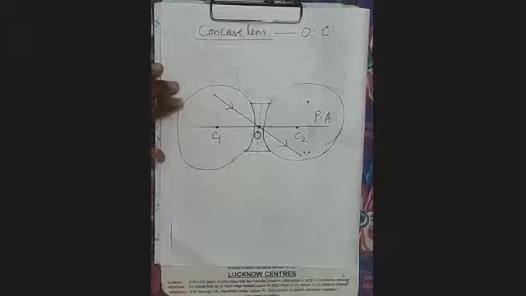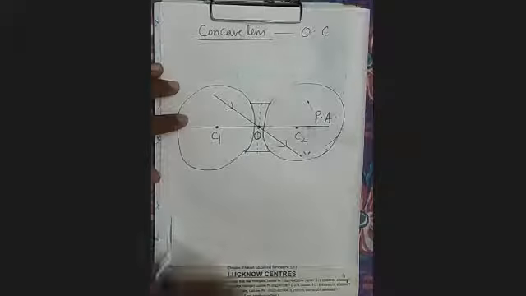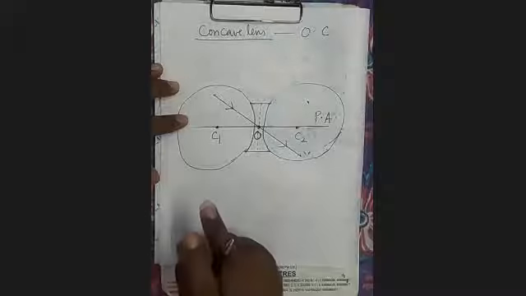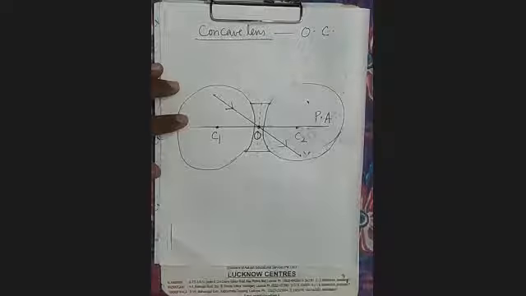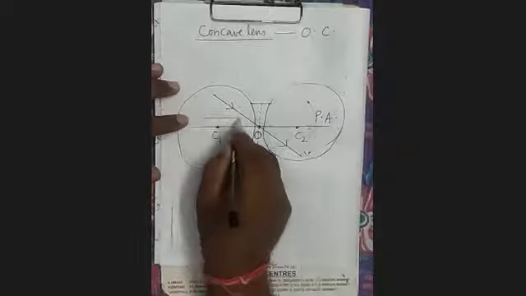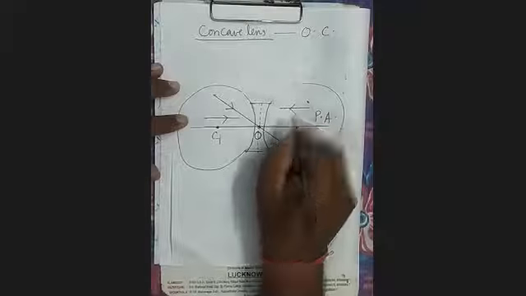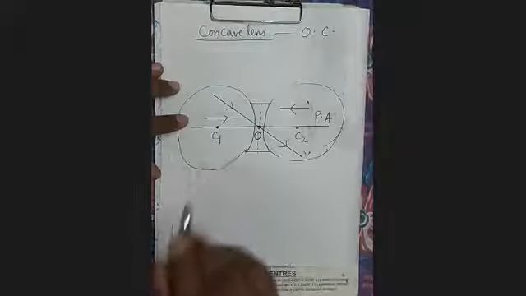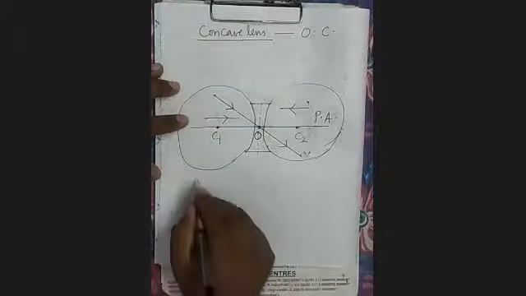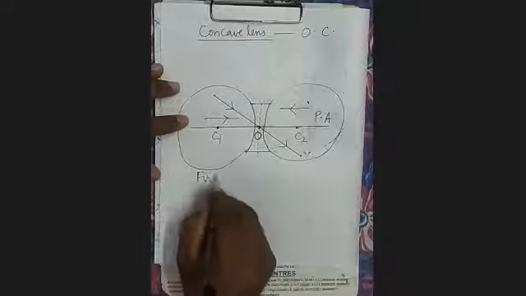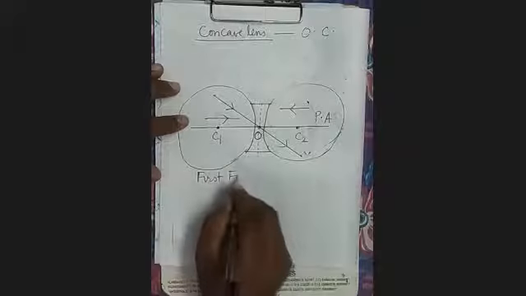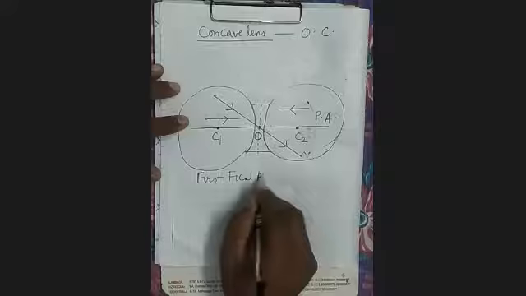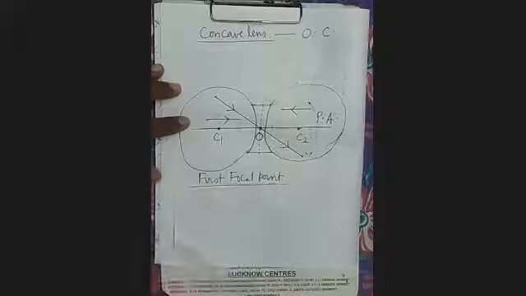As you can see here, an incident ray can fall upon the lens from two directions: one moving from left to right, or moving from right to left. The same thing is for the convex lens. Therefore, there are two focal points. One is the first focal point. What is the first focal point?